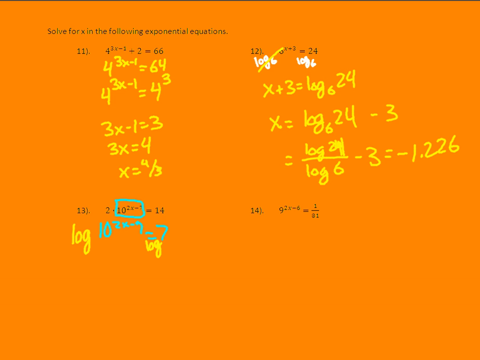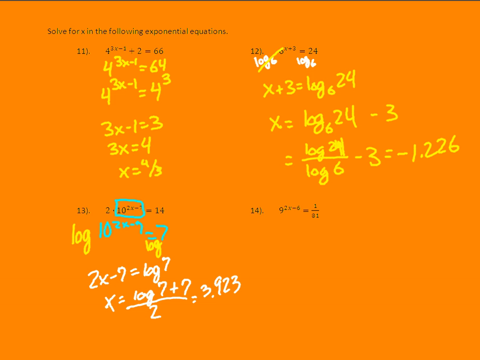Now when I do that, it leaves me with 2x minus 7 equals log of 7. So to get x by itself, I would first add 7 and then divide by 2. So log of 7, add 7 more to that, and then divide by 2. And my numerical answer when I do that is 3.923 when I punch it in the calculator.